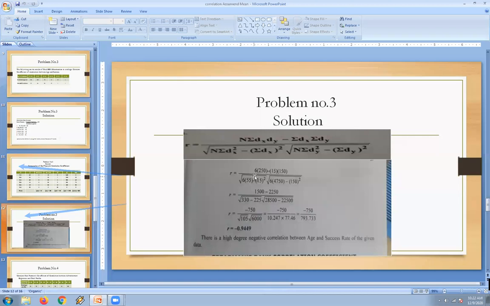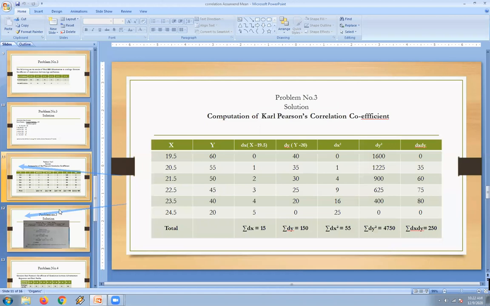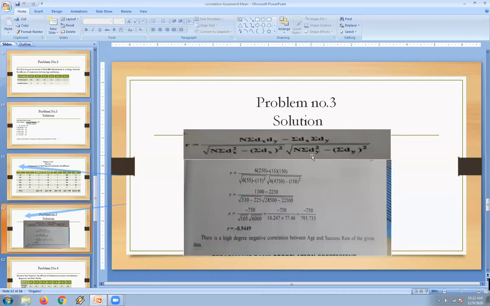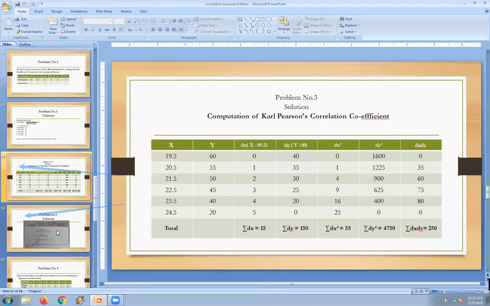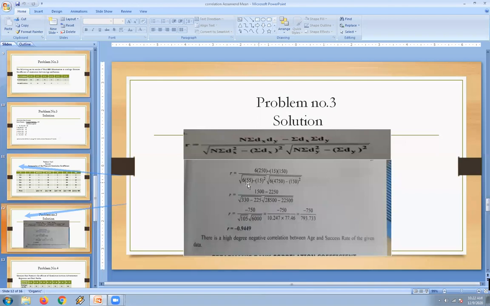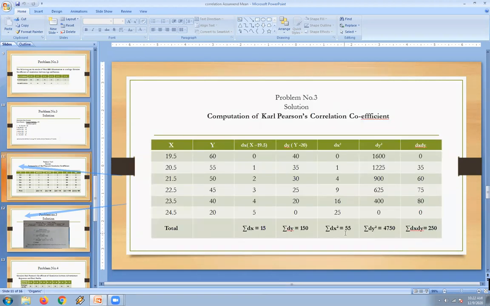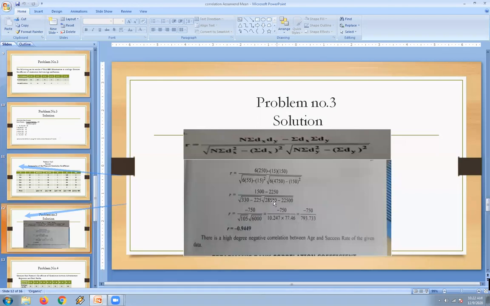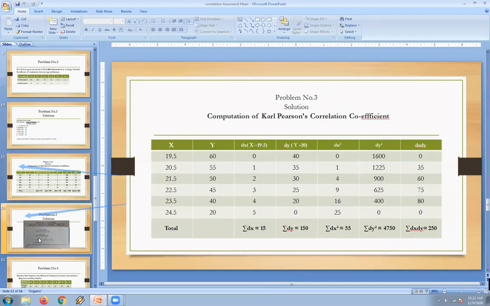That is r equals, total number of items is 6. Sigma dx dy value is 250 and sigma dx value is 15 here. Sigma dy value is 150. Substituted that. Root of 6 into sigma dx square, sorry, dx square is 55, minus 15 square, and dy square is 4750, and dy is 150.